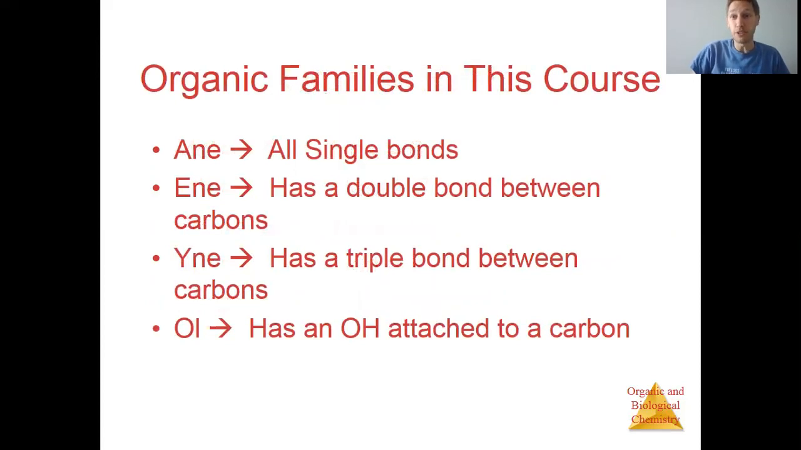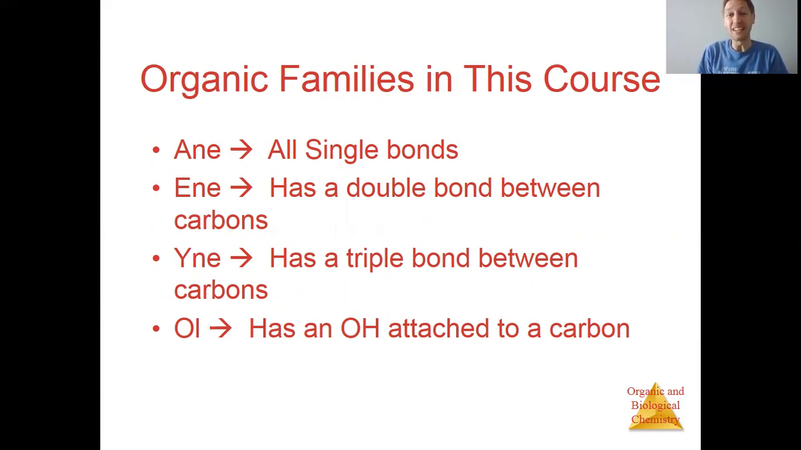So the organic families in this class you should be aware of are ane, ene, ine, and all. If something has only single bonds between the carbons, we'll just end in ane. So when we say ethane, there are 2 parts to that name. The eth is the root of the name. Eth means we have 2 carbons. The ane means that we have a single bond between the 2 carbons. So if we say propane, prop is the root, 3 carbons. Ane means that we have all single bonds.